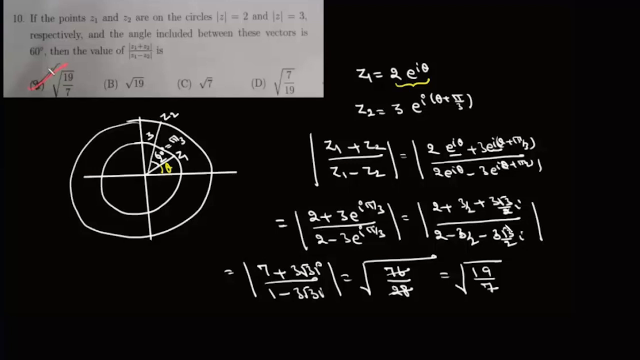Now we simplify this, it'll be (7 plus 3 root 3 iota) upon (1 minus 3 root 3 iota). Now we take their modulus. So mod of z1 upon z2 is mod of z1 upon mod of z2.